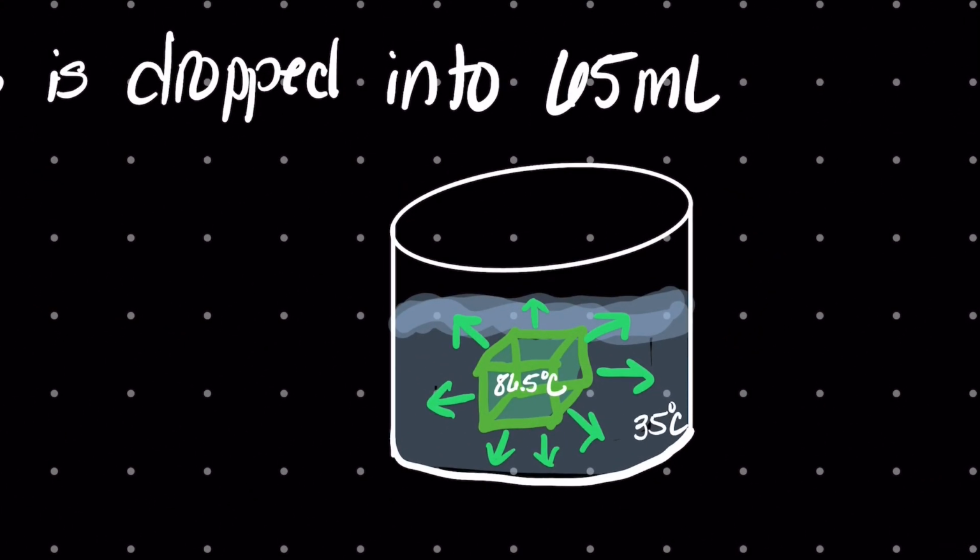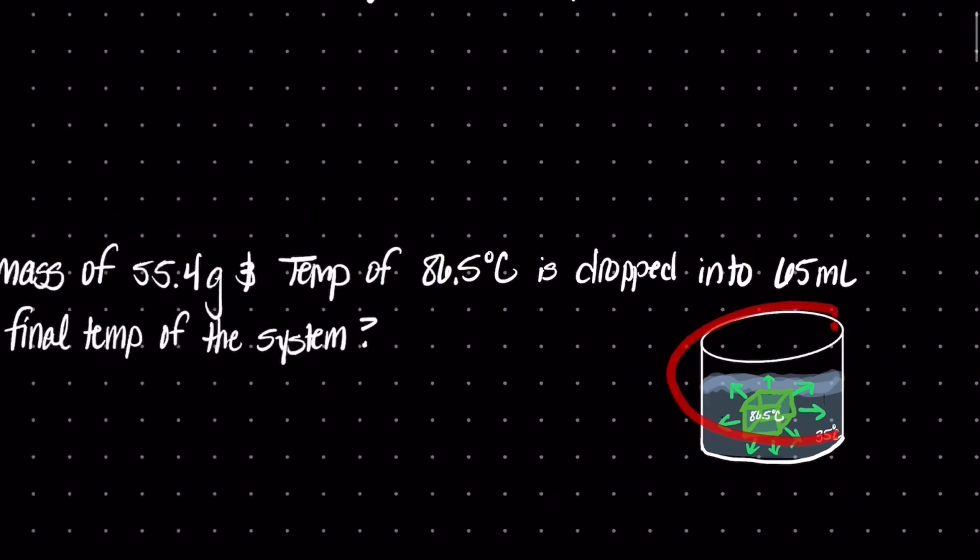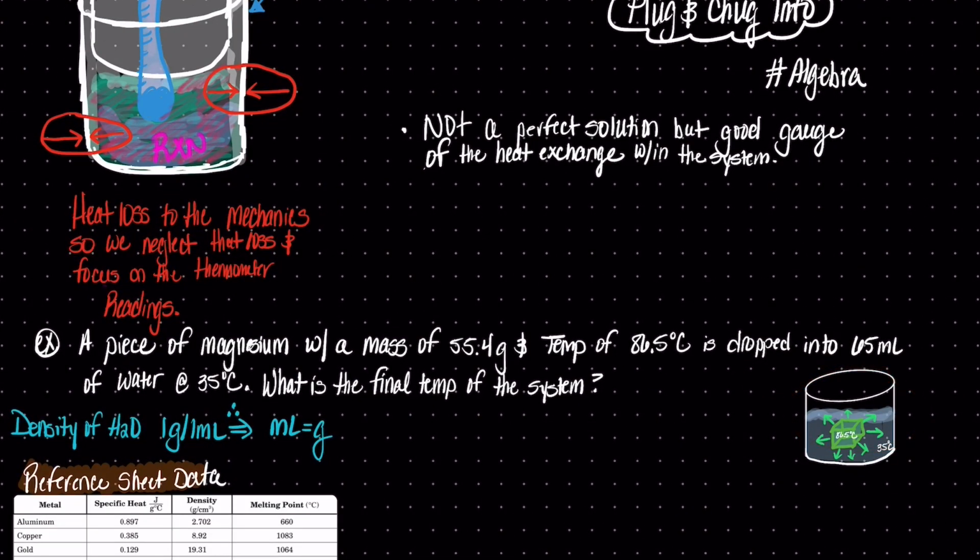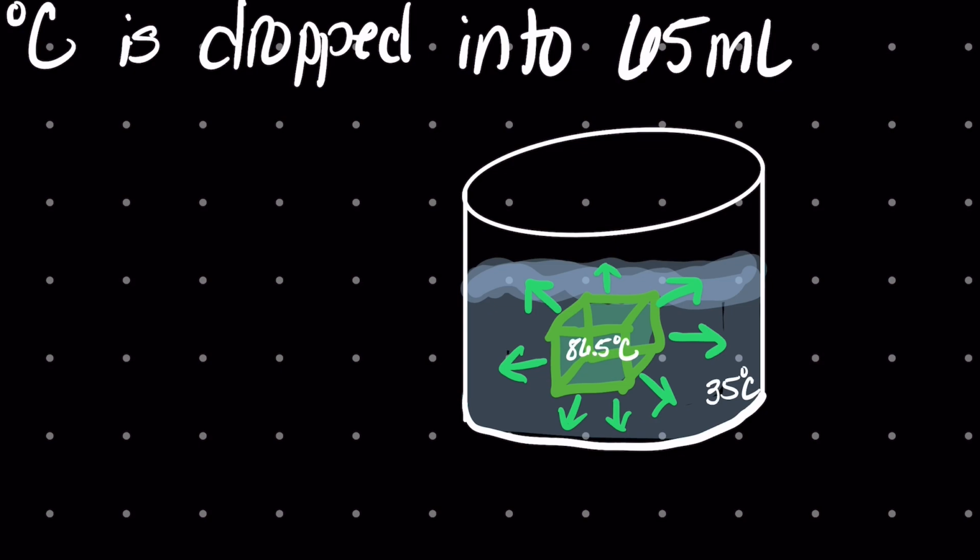I know I got some piece of magnesium here in green, and I have a big jug of water. The temperature of the magnesium is 86.5 degrees Celsius compared to the water at 35 degrees Celsius. And the water has more mass compared to my chunk of magnesium. So I drew a pretty picture because for me, it's easier to see things in picture. I have a chunk of magnesium here that's hot. It's way hotter than my water.